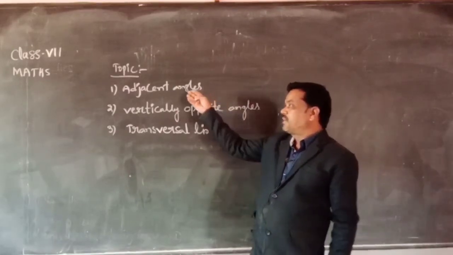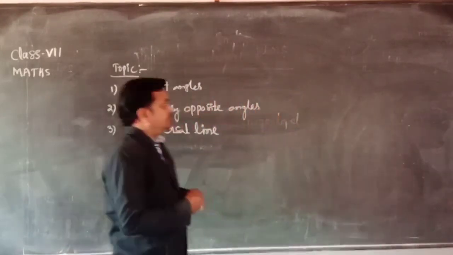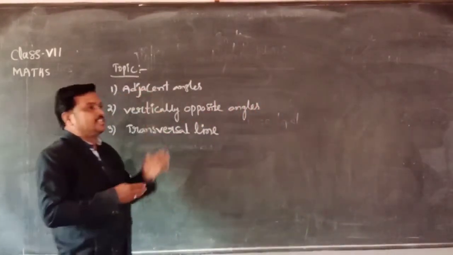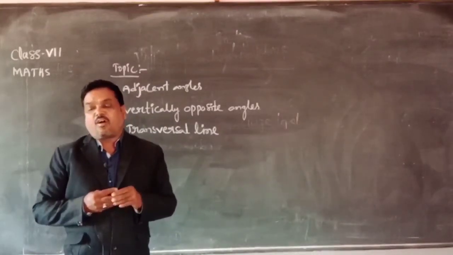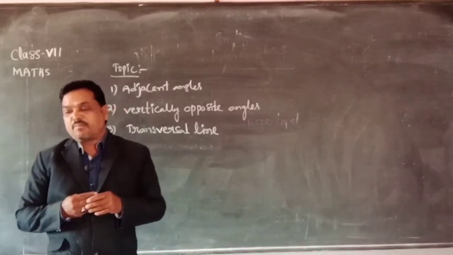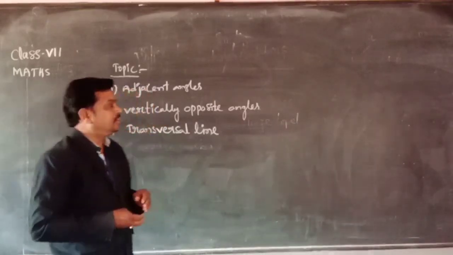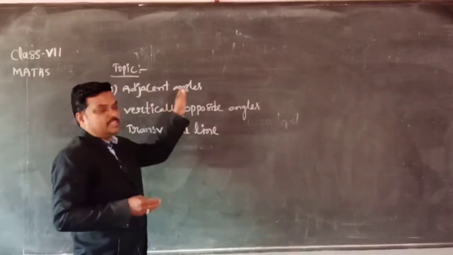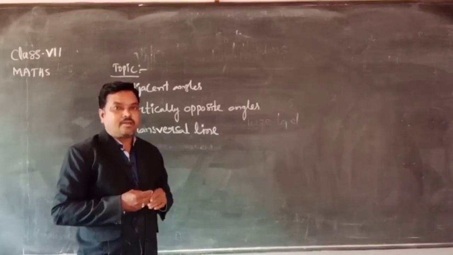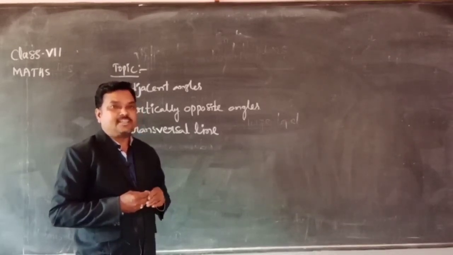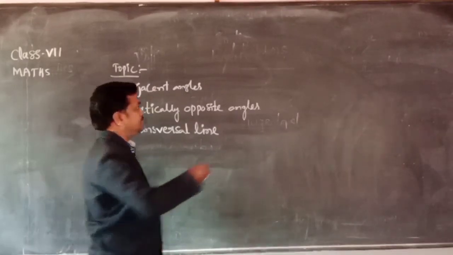Now I am going to explain adjacent angles. See the definition of adjacent angles. The angles having a common arm and a common vertex are called adjacent angles. Adjacent angles means the angles which have a common arm or common side and a common vertex.